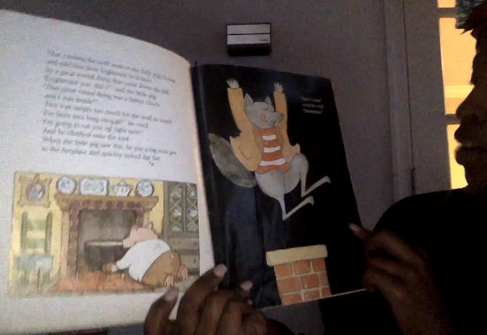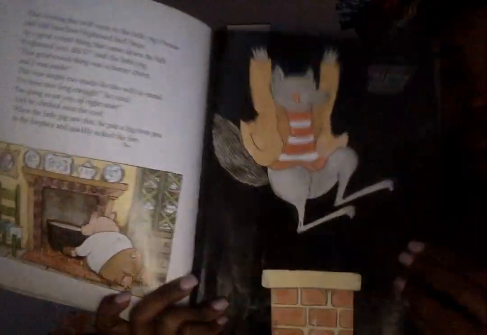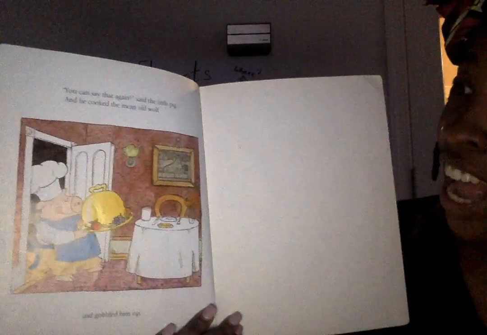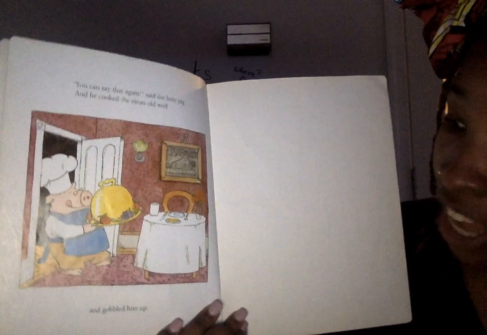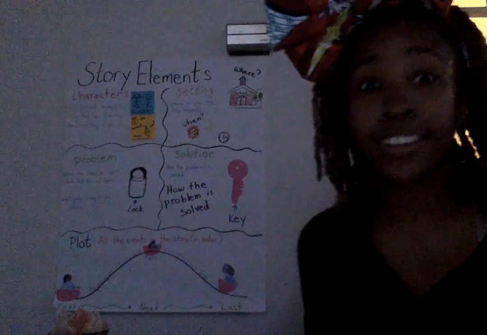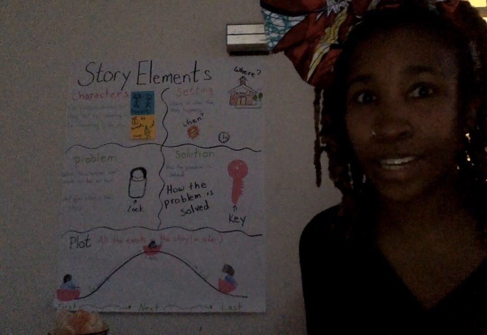"Here I come," cried the wolf. "Dinner time." "You can say that again," said the little pig. And he cooked the mean old wolf and gobbled him up. The end. Oh my, wasn't that a great story?